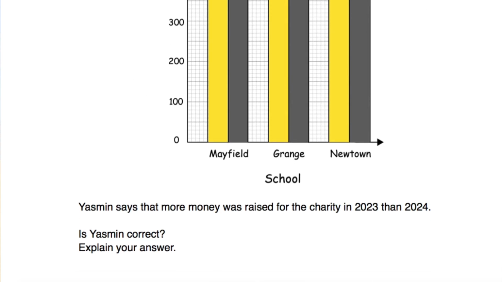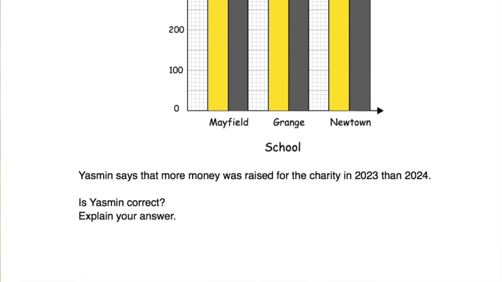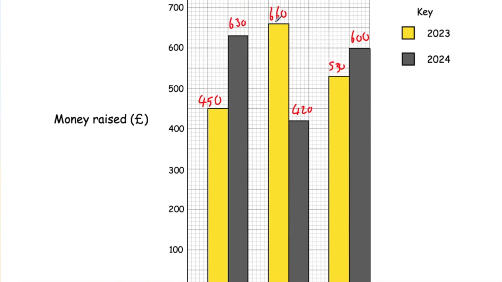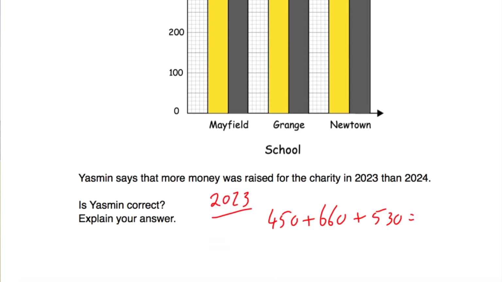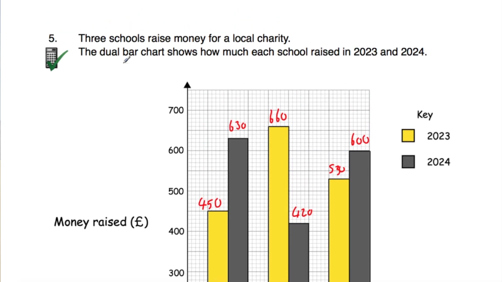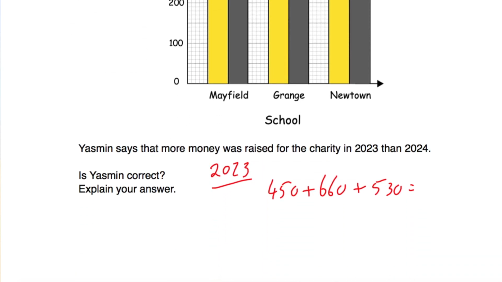Now Yasmin says that more money was raised in 2023 than 2024. So let's work out how much money was raised in 2023. For 2023 we're going to add up the heights of all the yellow bars. So £450, £660 and £530. So we need to add together those values to work out how much money was raised for the charity in 2023. You can see here it's a calculator question, so that's quite nice. So we can add those together in our calculator and see what we get. 450 plus 660 plus 530 is equal to £1,640. So that's how much money was raised for the charity in 2023.